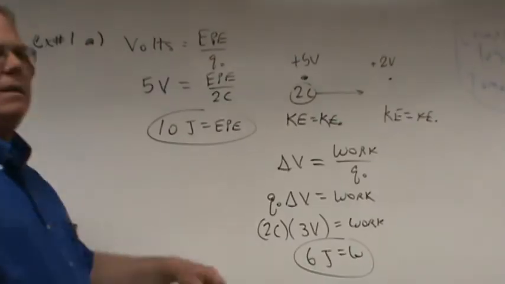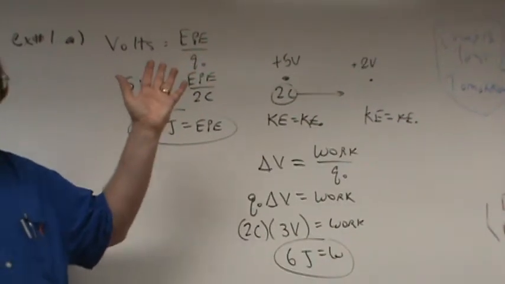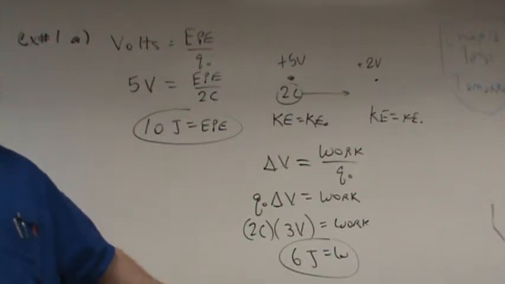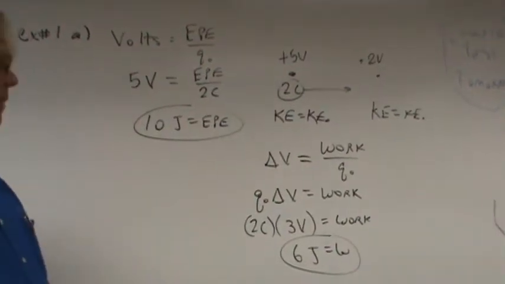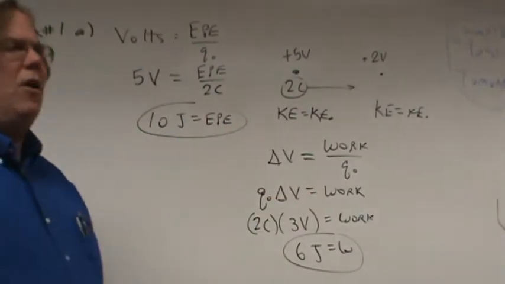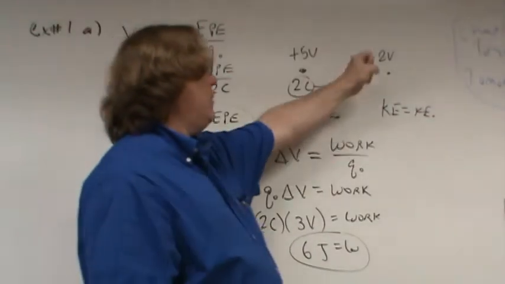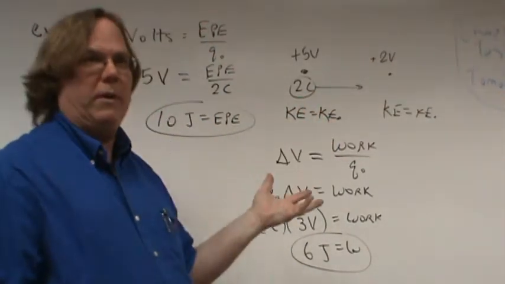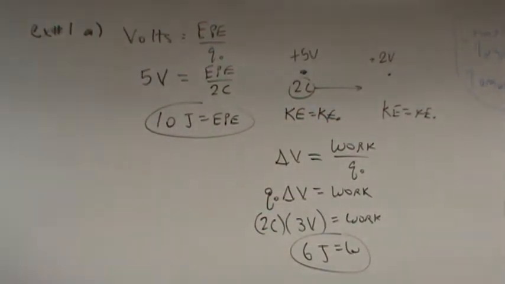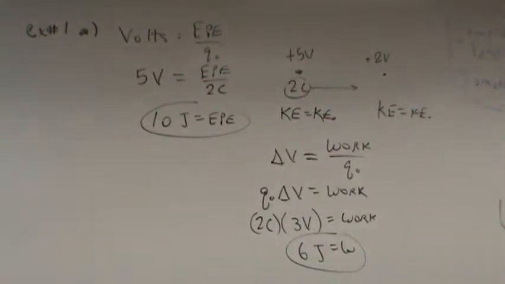And how many people got 6 joules? Okay, many of you. And however you think about it is fine. You can think of it as Q delta V, or you can think of it as I started with 10, I ended with 4, I lost 6 joules. Where did those 6 joules go? Hey, it went for work.